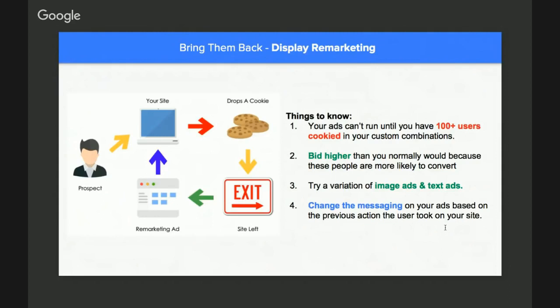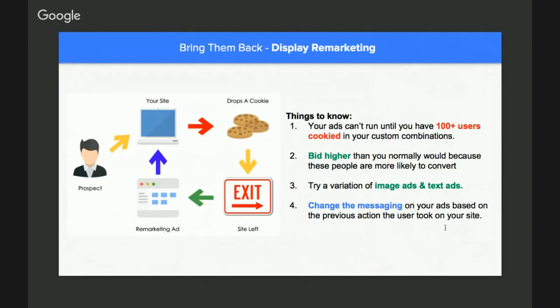Now, when you run remarketing campaigns, you generally want to bid higher than normal, because these people are more likely to convert. They've already been to your site, they know who you are, and you want to be aggressive with them. So always bid a little bit higher than you expect. You can always bring it down, but definitely bid a little bit higher than you expect.